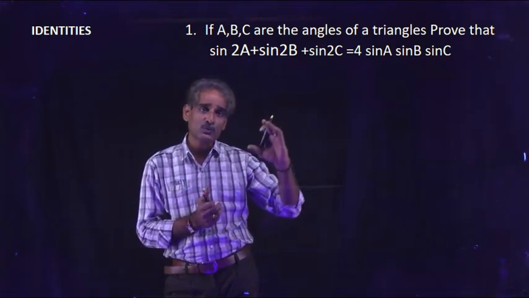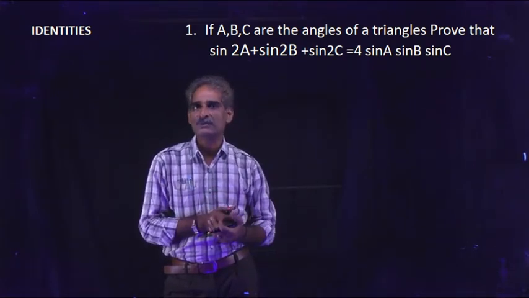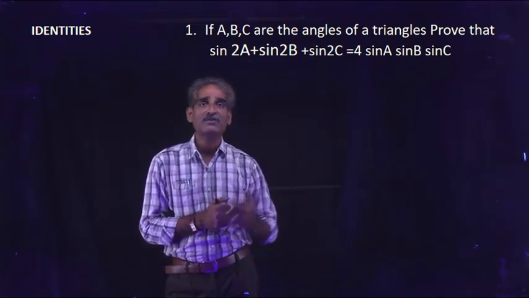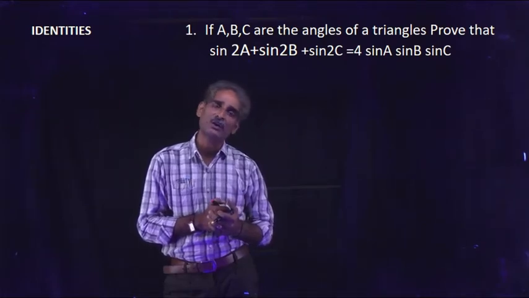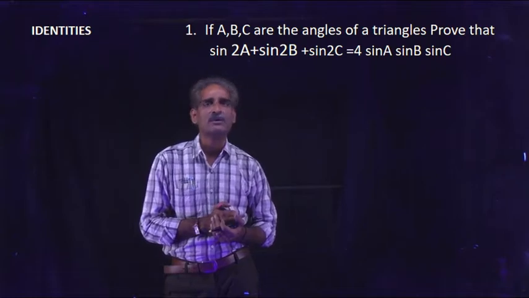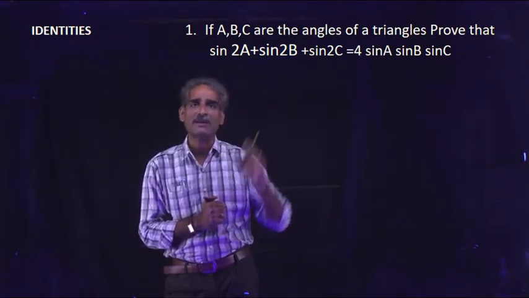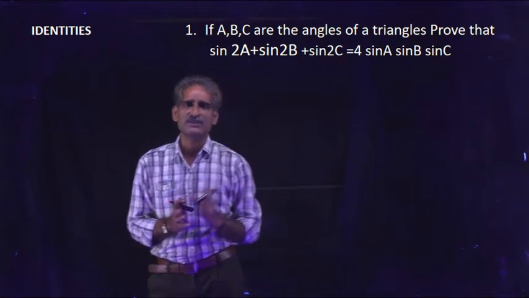That means we have to change sum to product. We have to apply transformations. But there are three functions, sin 2A plus sin 2B plus sin 2C. Just select any two and apply the transformation, and we will get a product of terms. You have to apply transformations 2 times. Okay, just let us see.